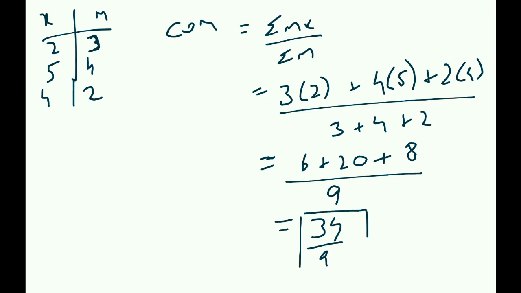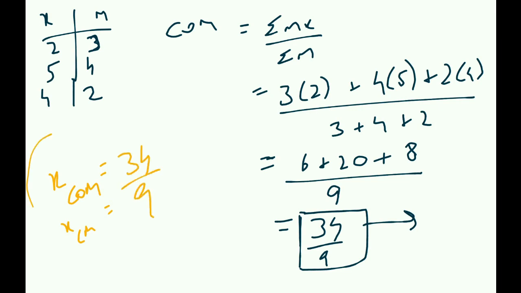Hopefully when you write a paper or something, you get something nicer than this, but that's our x coordinate of the center of mass. So when I write it, I'm going to get xcom or xcm, it doesn't matter, they're both the same thing. 34 by 9. That's my x coordinate of the center of mass.